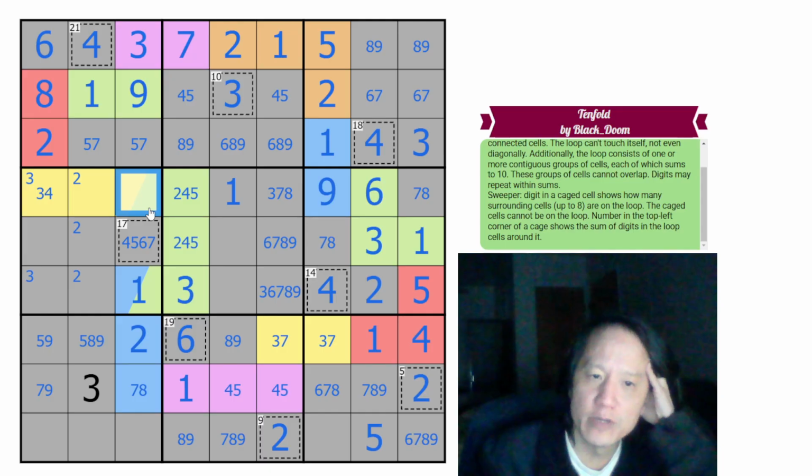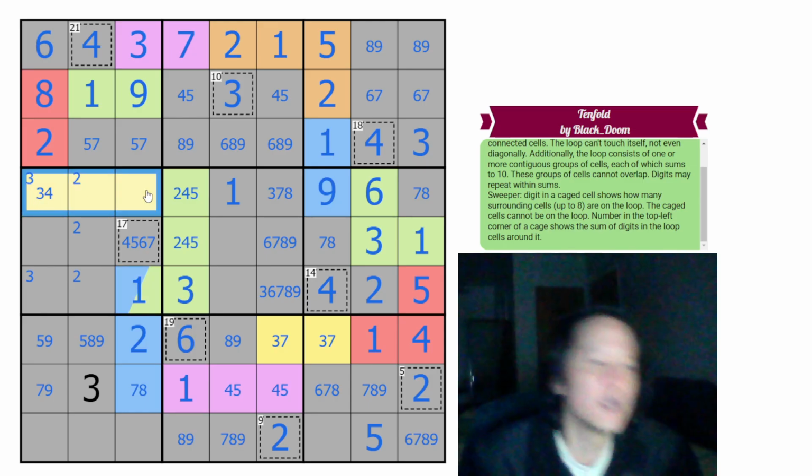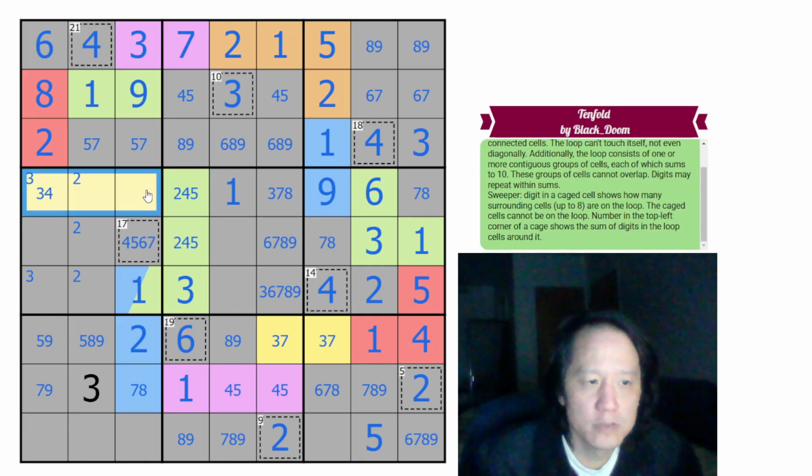Can this ever be green then? If this is green, this would have to contain 2, 3, 4 at minimum. So therefore, this would have to be 9, which means this could not be part of the green because it would have to be 1 to add up to 10, but we already have a 1 here. So therefore, this cannot be green. This has to be yellow.